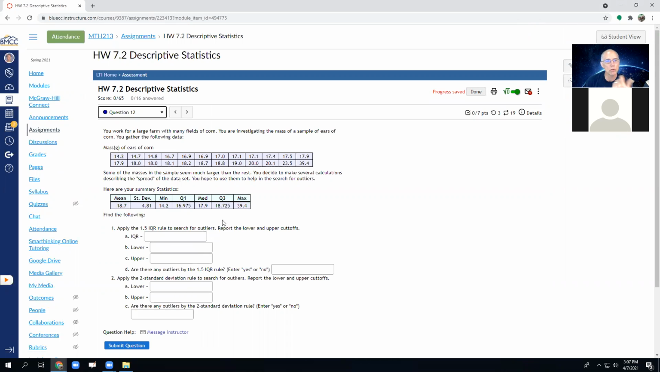So we didn't cover all of this in class last time. We covered how to use the mean and the standard deviation to find outliers, but I didn't yet go over how to use the 5-number summary, the interquartile range, to do outliers.